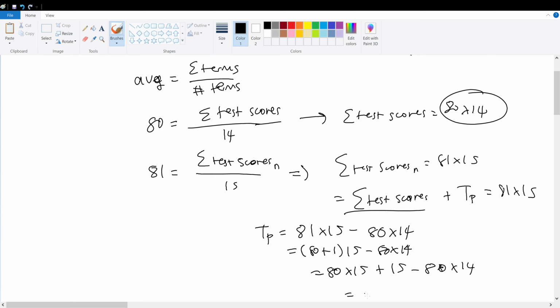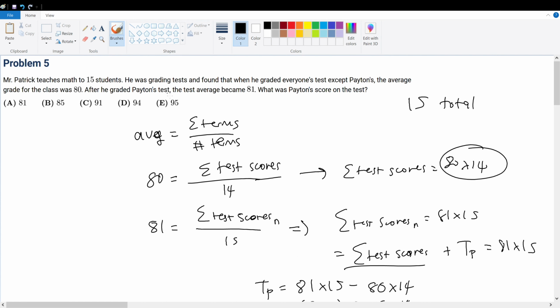Therefore, this is the same thing as 80 times 15 minus 80 times 14, that will be just 80, plus 15, which is equal to 95. So your final answer should be 95, and so your final answer should be answer choice E.